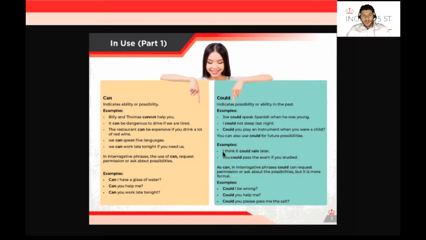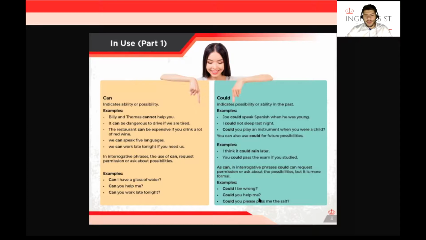Very good. And as with can, in interrogative phrases, could can request permission or ask about possibilities, but it is more formal. So we also use could to ask for permission or to ask about possibilities. But we know that could is a lot more formal than can, okay? So this one says, could I be wrong? But this is really formal. You can also say, can I be wrong? But it's a little bit less formal.